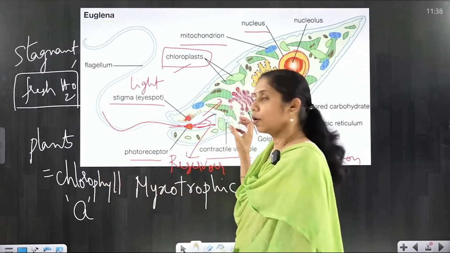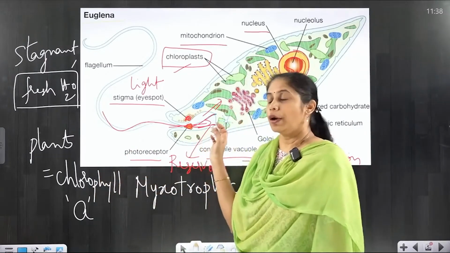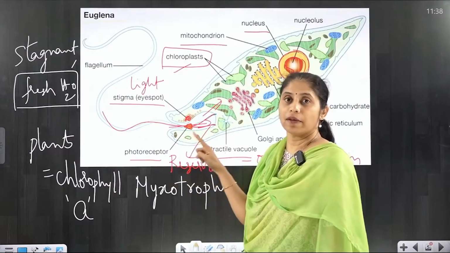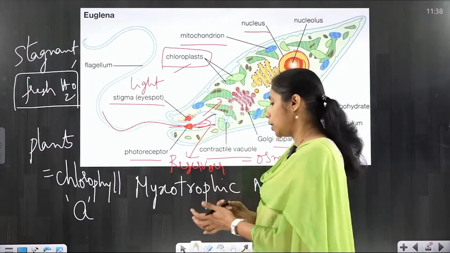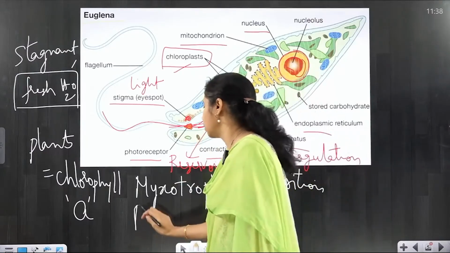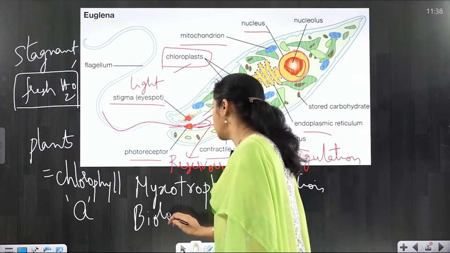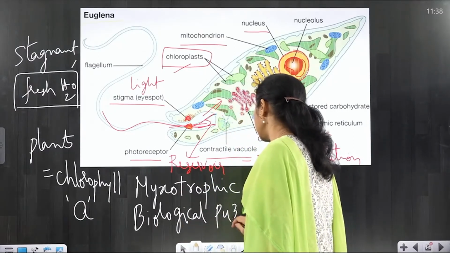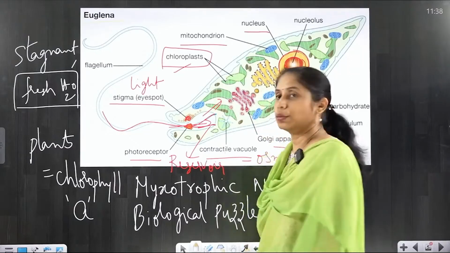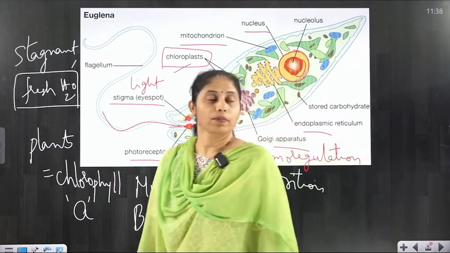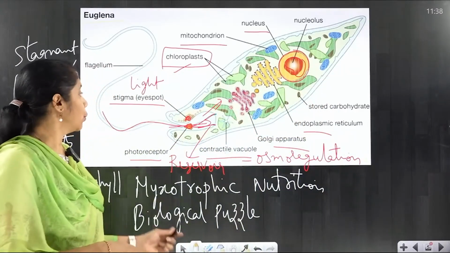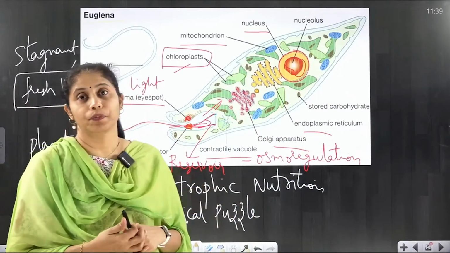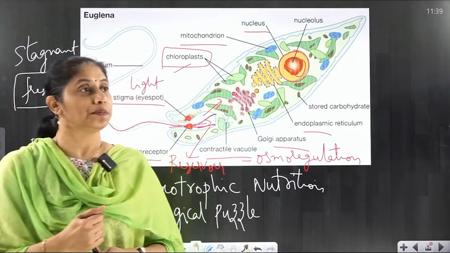But this is called a biological puzzle because if light is there, it behaves like a plant, and if light is not there, it behaves like an animal. So this is called a biological puzzle. It was a wonder for the scientists at first, how it is able to do this. This is about euglenoids. Euglena is the best example. I hope all of you understood.